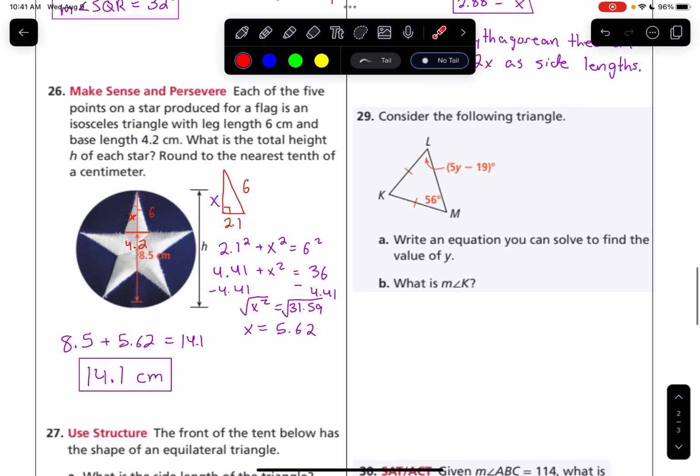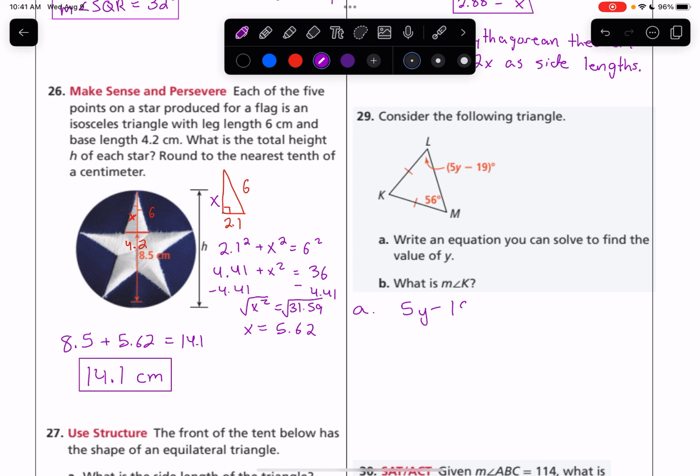29, consider the following triangle. Write an equation you can solve to find the value of y. So if I know that this is an isosceles triangle, I know that those two base angles are the same. So I can write that 5y minus 19 equals 56.